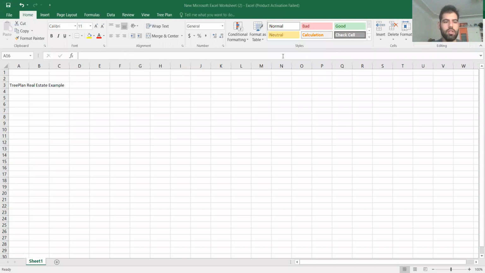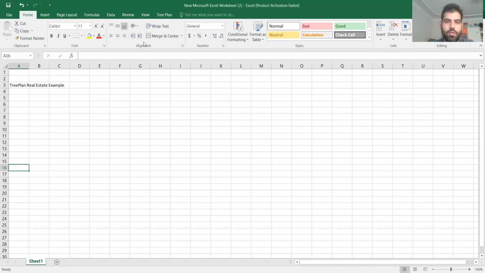So hi everyone. Today we're doing a tree plan for a real estate example. The tree plan add-in uses the Excel platform to make the decision-making process easier. Right now we will use some formulas inside that add-in, and it will also help us see which option will be profitable and which will not.